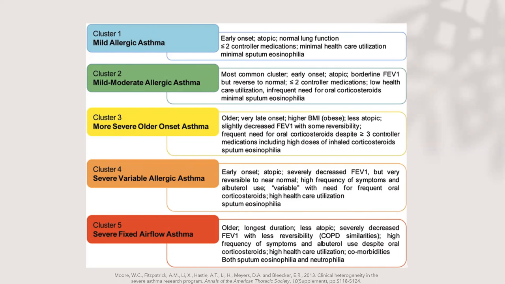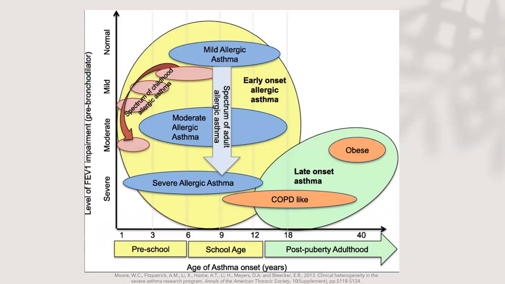And to better categorize that in an easier way to look at it, you can see that this graph puts them into two groups. There's the early onset, late onset group. And in the early onset group, you have that varying degree of severity from mild to moderate to severe. And you can see that generally your allergic asthmatic patients are more towards the younger age of onset, whereas your COPD-like asthma and the cluster three obese asthma have a late onset of asthma. But you're starting to see these distinct phenotypes develop based on these cluster analyses.